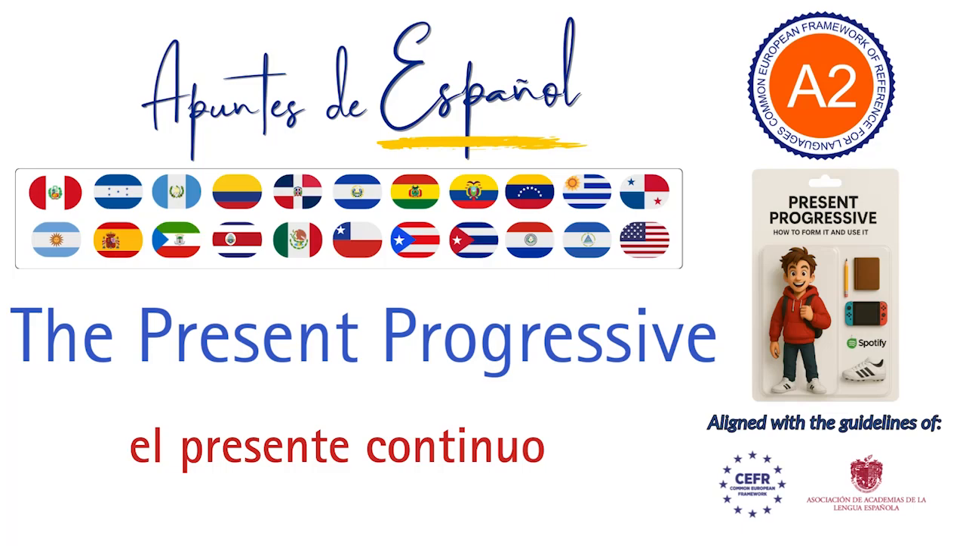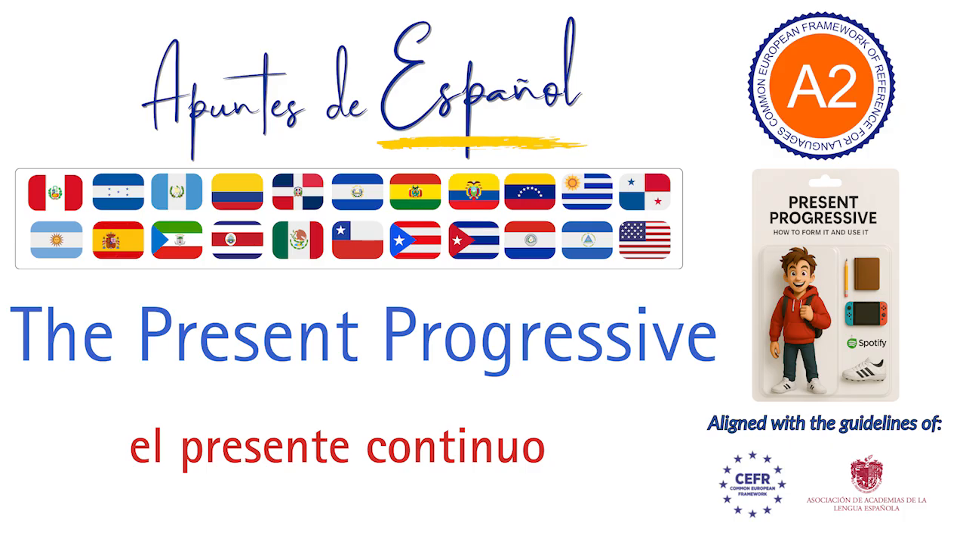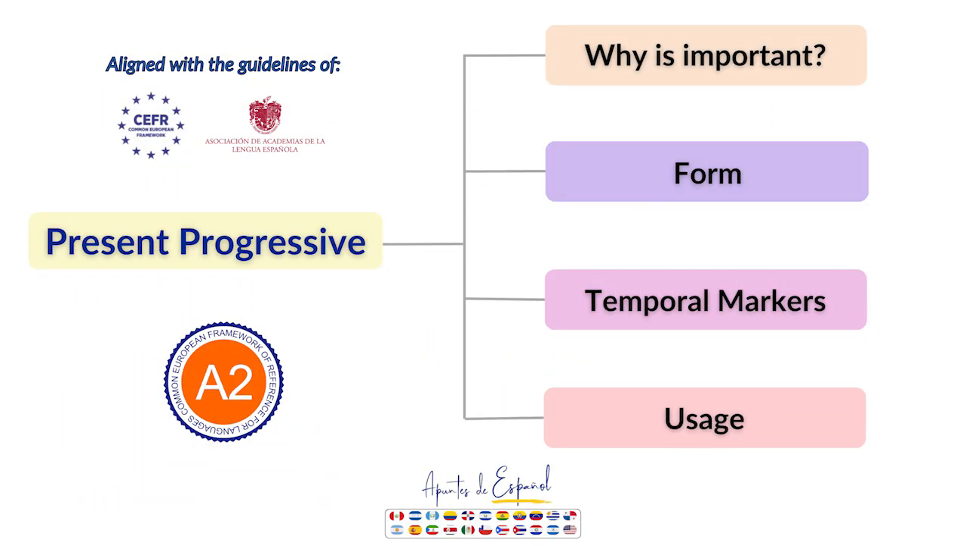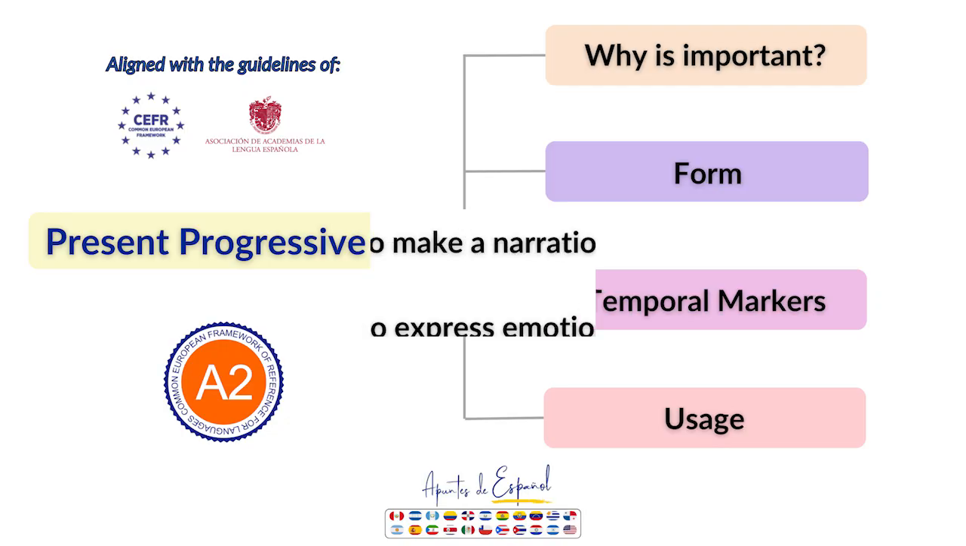In today's lesson, we are going to study the present progressive, en español, el presente continuo. In this video, you will learn how to form and use the present progressive tense in Spanish and understand how it is used in real-life situations with common temporal markers. We can explore why it's important, how to form it, what are some temporal markers that we can use in this tense, and also how to use it.